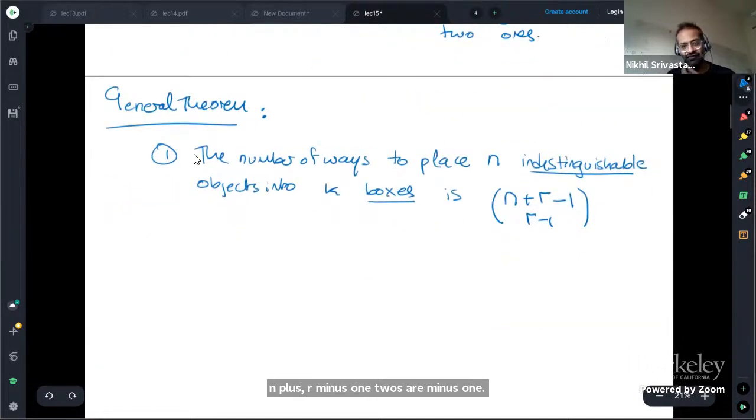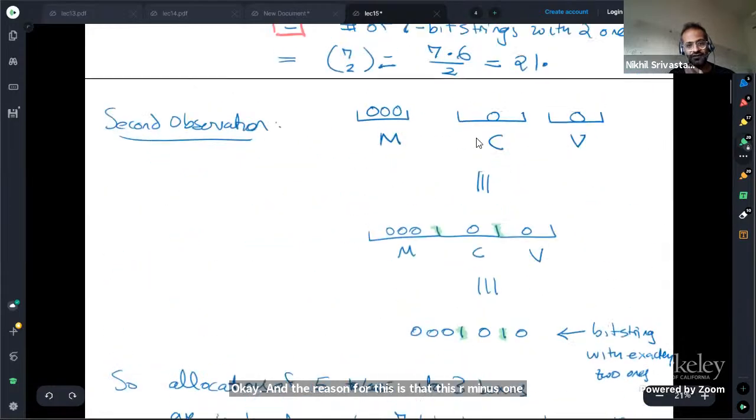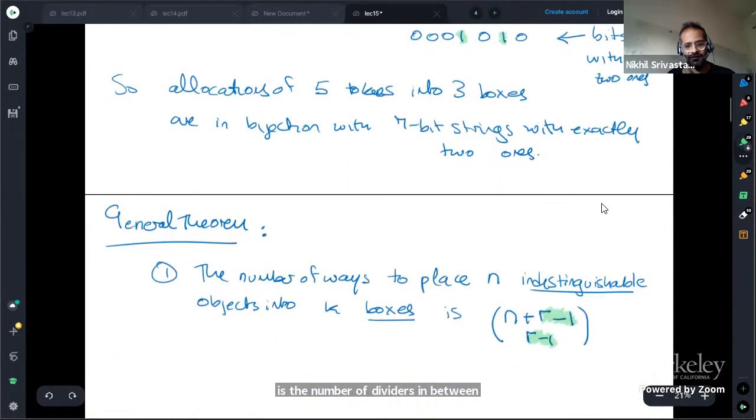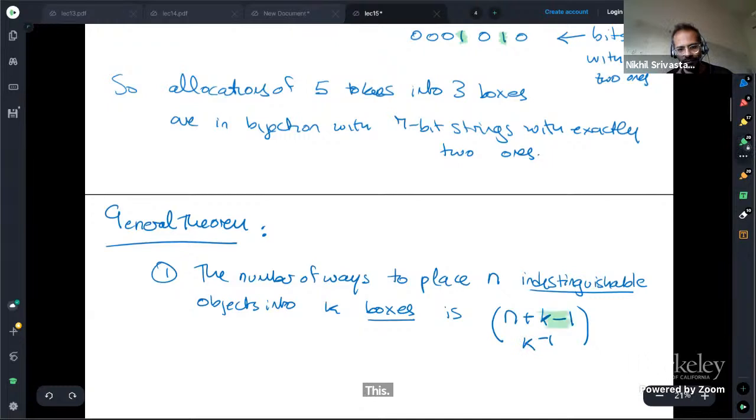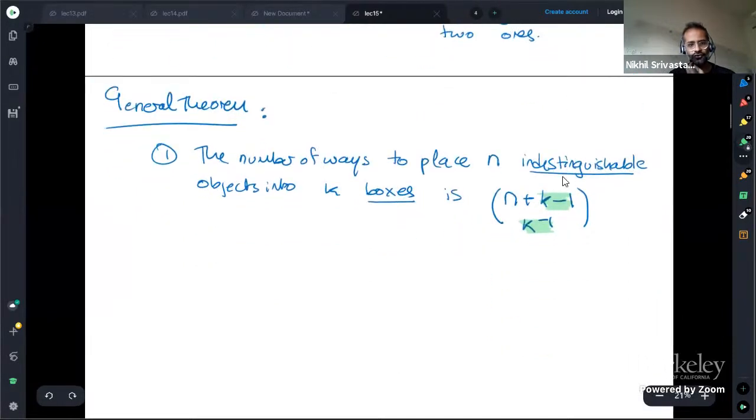Okay, and the reason for this is that this k minus 1 is the number of dividers in between the boxes, right? If there are k boxes, then how many dividers are there going to be between k boxes? They're going to be k minus 1. So okay, let me write the proof.